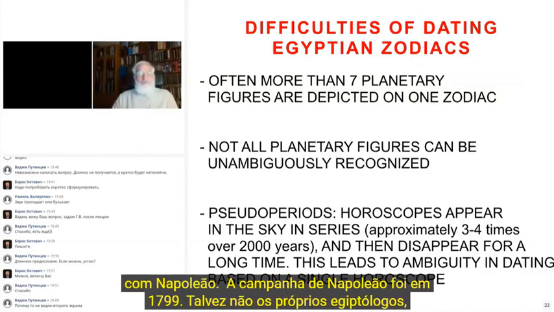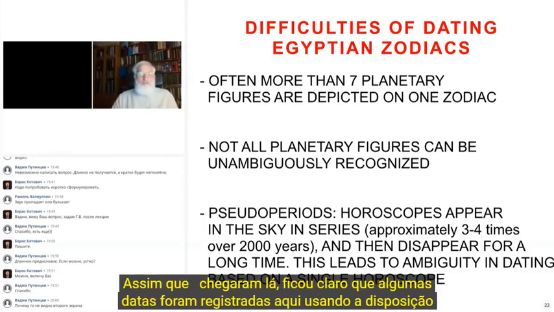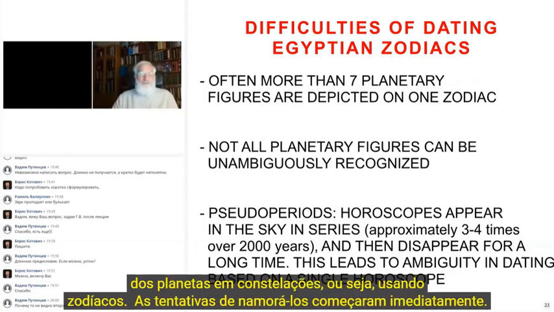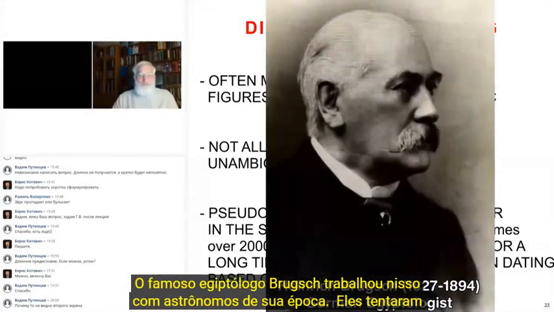Napoleon's campaign was in 1799. Maybe not the Egyptologists themselves, but artists and scholars got there. They sketched everything and started studying it in Europe. As soon as they got there, it became clear that some dates were recorded here using the arrangement of planets in constellations, that is, using zodiacs. Attempts to date them immediately began. The famous Egyptologist Brooks worked on this with astronomers of his time.